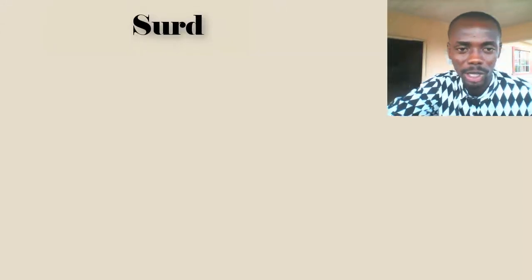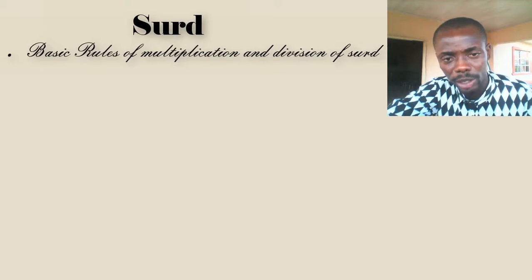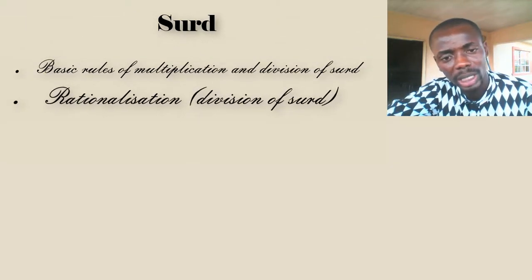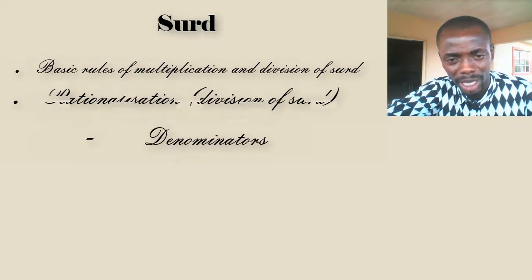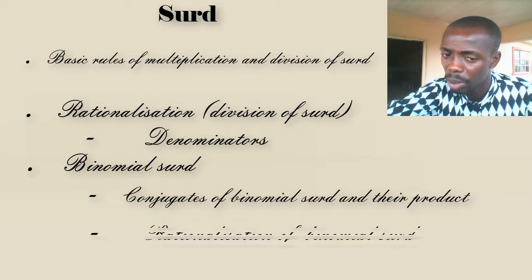Alright, still on surds today, we're going to be taking a closer look at basic rules of multiplication and division of surds. Next, we'll go deeper into rationalization, which is a form of division of surds: rationalization of denominators, binomial surds, conjugate of binomials and their products, and rationalization of binomial surds.